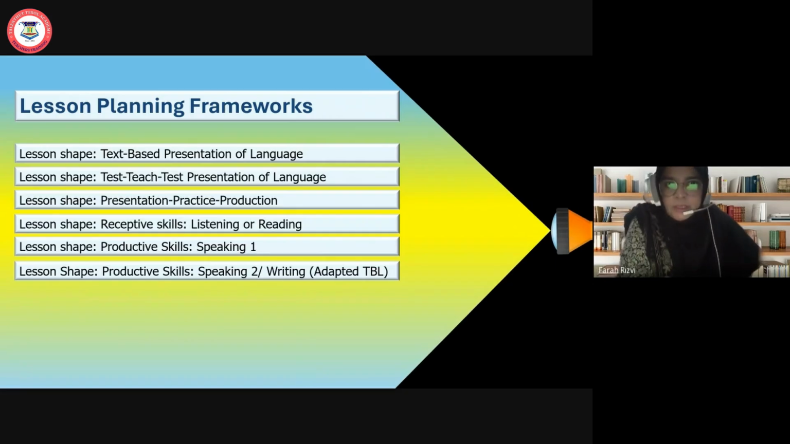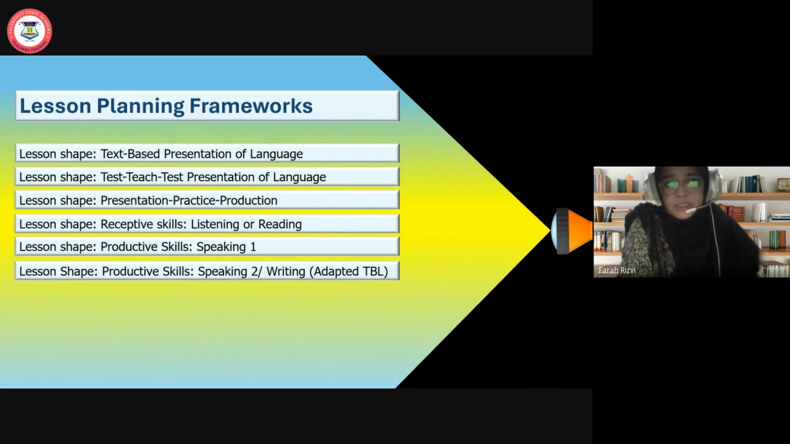In this one, you present language or vocabulary through a text, and then you follow this pattern. Test, teach, test presentation of language, in which you design a diagnostic test to check the prior knowledge of the student, and then you know what they know and what they do not know, and you build your teaching on what they do not know. When you have taught them, you will design another test to check whether they have grasped the concept or not.